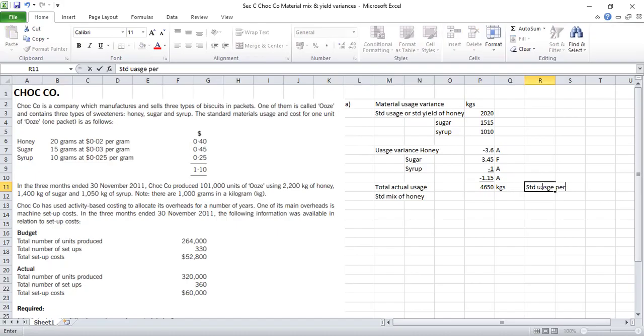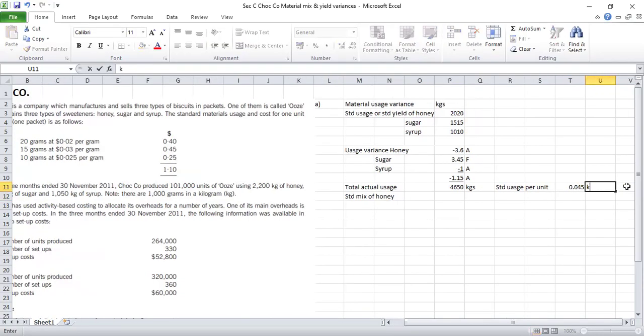Usage per unit is equal to this one, 20 grams, plus 15, plus 10, and converting into kgs. So 0.045 kgs per unit. It is standard usage per unit. Now we will calculate standard mix.